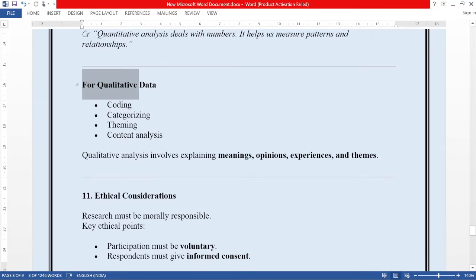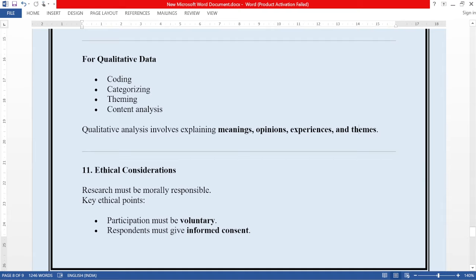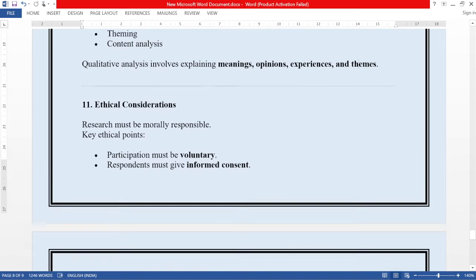Now we are talking about qualitative data. Qualitative data is analyzed through coding, categorizing, theming, and content analysis. Qualitative analysis involves explaining meaning, opinion, experience, and other themes of the collected qualitative data.